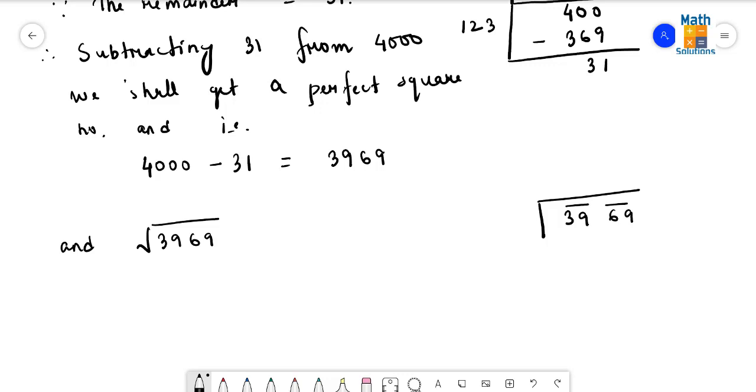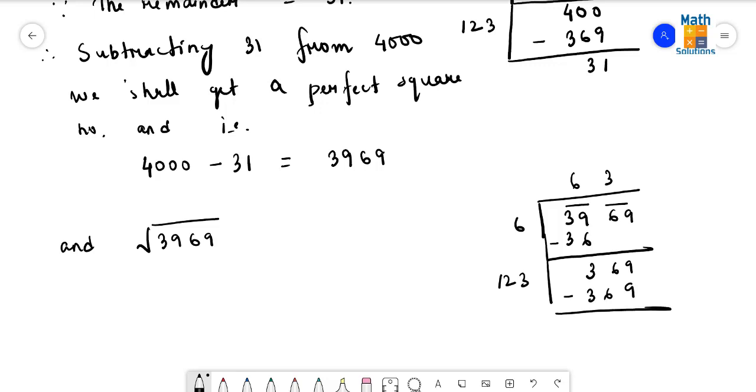3969. Let's do pairing. So 6 6 ja 36 we can put here. Let's do subtraction. 369, let's make it double, 12. Can I put 3 here? Yes, of course I can put 3 here. This will be 9, then 36. On subtraction, result will be 0. So this will act as the square root. So 63 is the required square root here. So this is the answer for question number 4.